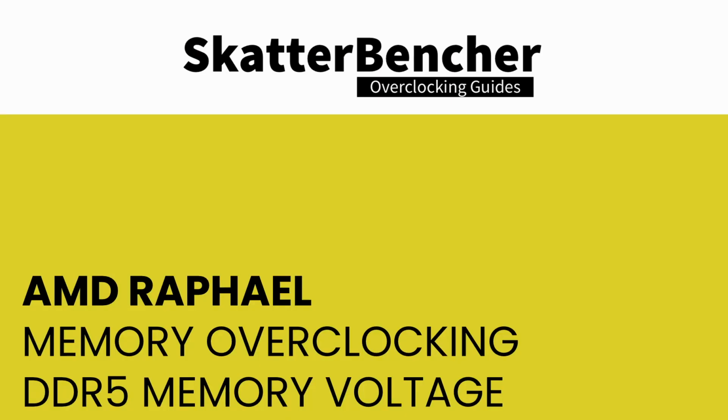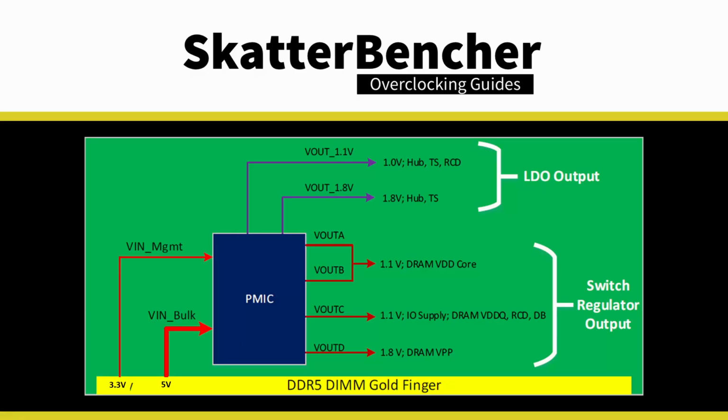As we already know, there is a significant difference between DDR4 and DDR5 when it comes to voltage supply. On DDR5, the majority of the memory voltage is handled by the onboard PMIC. PMIC stands for Power Management Integrated Circuit. The DDR5 PMIC has two voltage inputs, 5 volt and 3.3 volt. The specification further defines 4 switching output regulators and 2 LDO outputs of 1.8 volt and 1 volt.